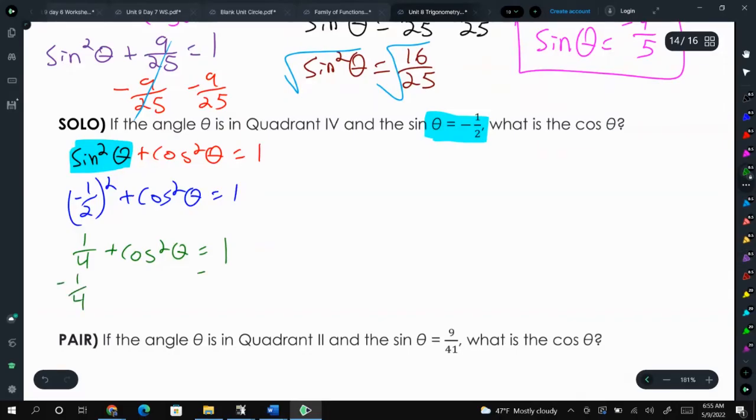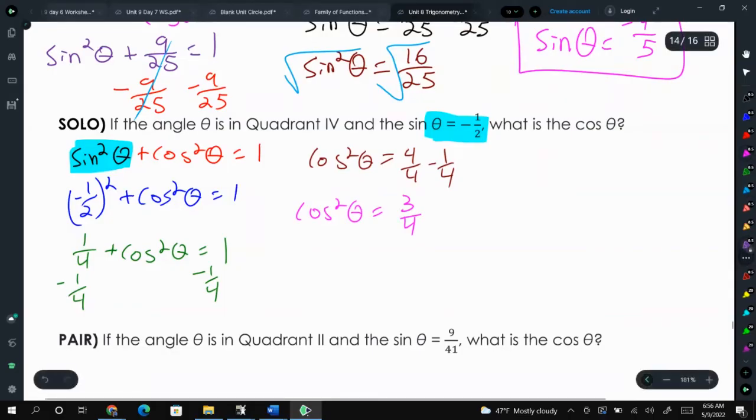Subtract 1/4 from both sides. And I'm also going to change 1 into 4 over 4 because that will give me common denominators to go ahead and subtract. So then we get cosine squared theta equals 3 over 4. And then when we square root both sides, we get cosine of theta equals the square root of 3 over, square root of 4 is 2.